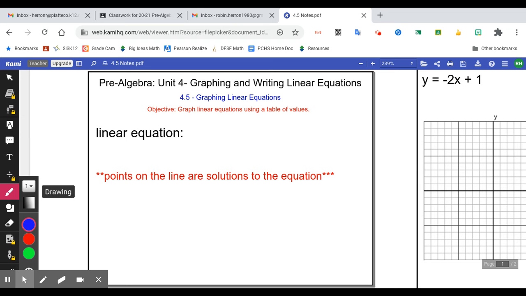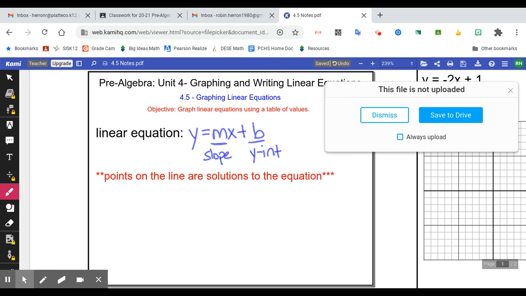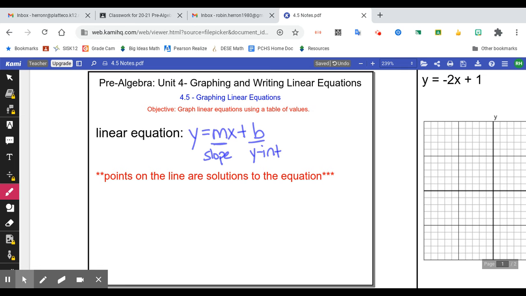So that part's going to stay exactly the same. So we've got y equals mx plus b. We all know that m stands for our slope. B stands for our y-intercept. Slope happens over and over again. And y-intercept is a one-time deal on the y-axis. Okay? The important part for this is to know that points on the line are solutions to the equation itself. And we're going to talk about that here in just a little bit.